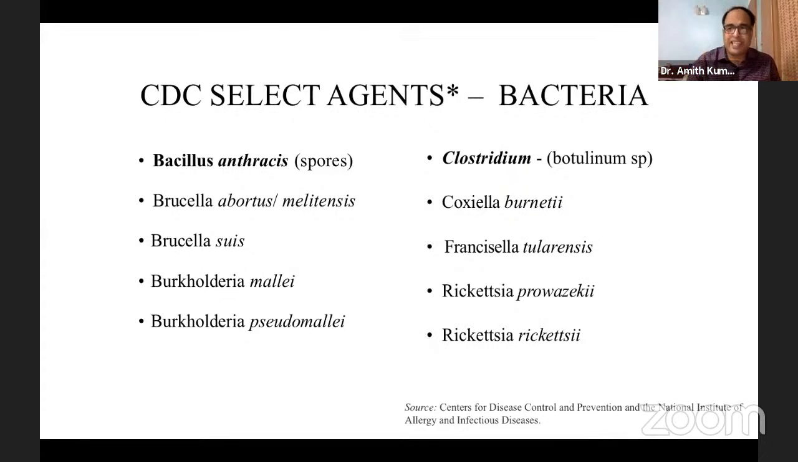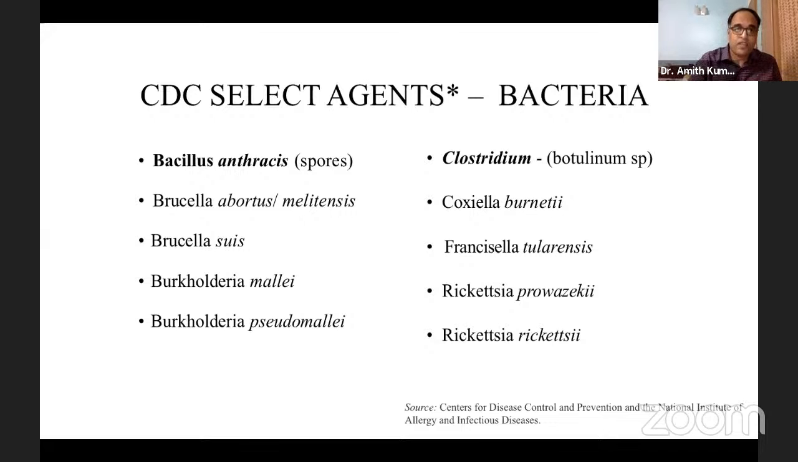So what are the CDC agents as per the pathogen? That is the bacteria, the fungi, and the virus, which can be used as a bioweapon. Among bacteria, the most commonly used bioweapon is Bacillus anthracis. As we all know, in the past, a decade earlier, America faced a major bioterrorist attack in the form of envelopes with Bacillus anthracis spores, which led to an epidemic in America. Then the others are the Brucella species, Burkholderia pseudomallei and mallei, the Clostridium, Klebsiella bonati, Francisella tularensis, and the rickettsial species.